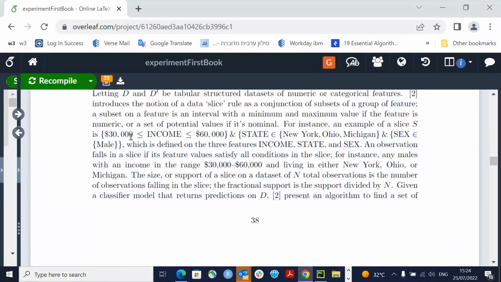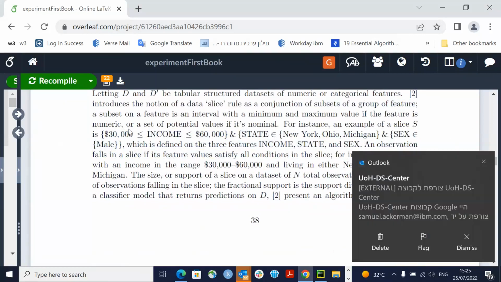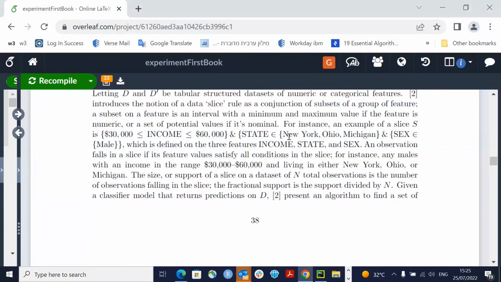So the slice is saying these are people. Basically, the slice defines a region of the feature space, or a subset of the observations, by taking subsets of the feature ranges. This means a person who has income between 30,000 and 60,000, lives in one of these states and is male falls in the slice. You fall in the slice if you satisfy all the conditions in the slice.